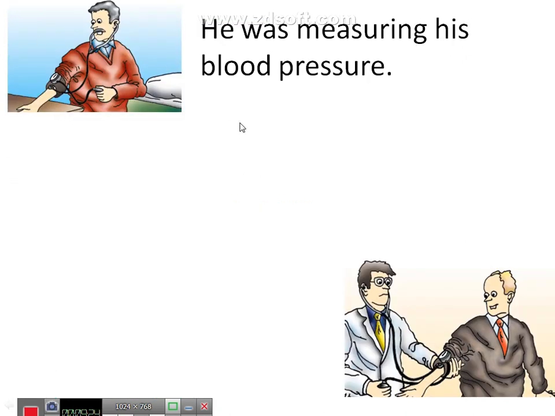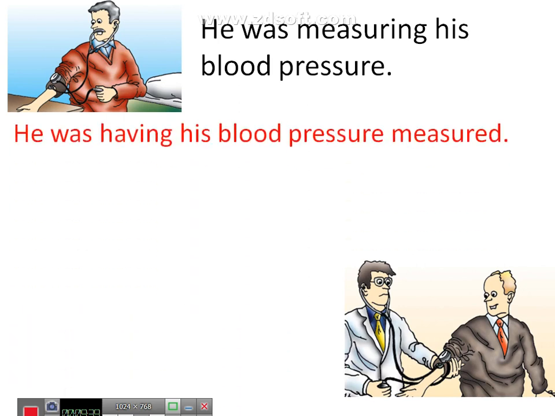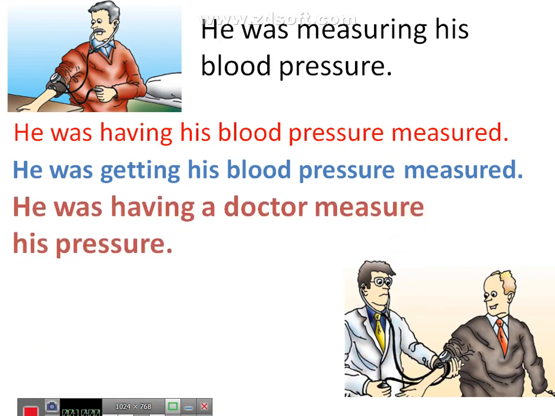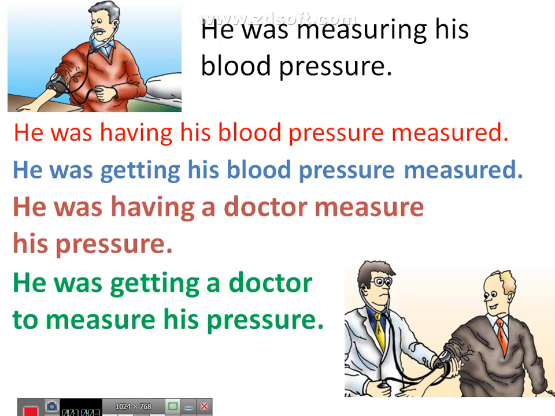He was measuring his blood pressure. That means he was doing the action by himself without any help of another person. But if he asked the doctor to do that for him, we can say that he was having his blood pressure measured. He was having, causative verb, the object his blood pressure, measured is the past participle of measure. He was getting his blood pressure measured. Also we can say that in the active, he was having a doctor measure his pressure. He was getting a doctor to measure his pressure.